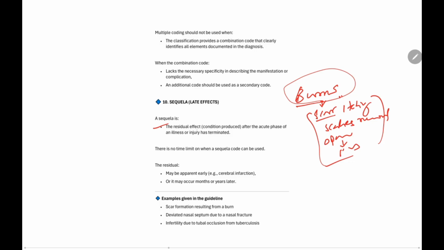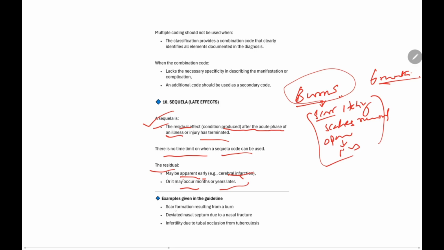So a sequela is the residual effect or condition produced after the acute phase of illness. Acute means within 6 months, anywhere between 6 months to 1 year. If they are facing another residual effect after the acute phase of illness, then that has to be coded. That is called sequela. There is no time limit on when a sequela can be used. The residual may be apparent early, cerebral infection is the example, or it may occur months or years later also.